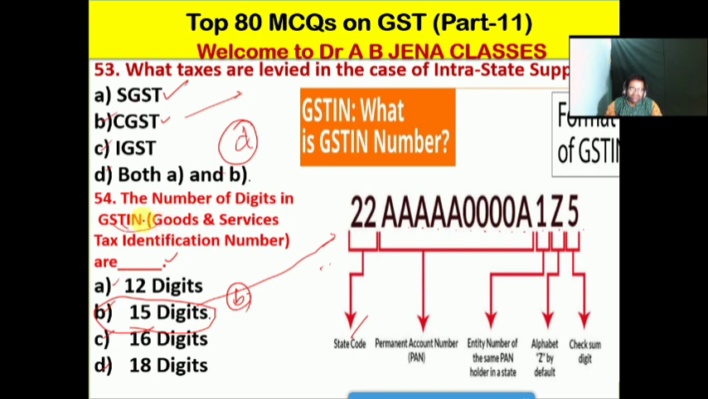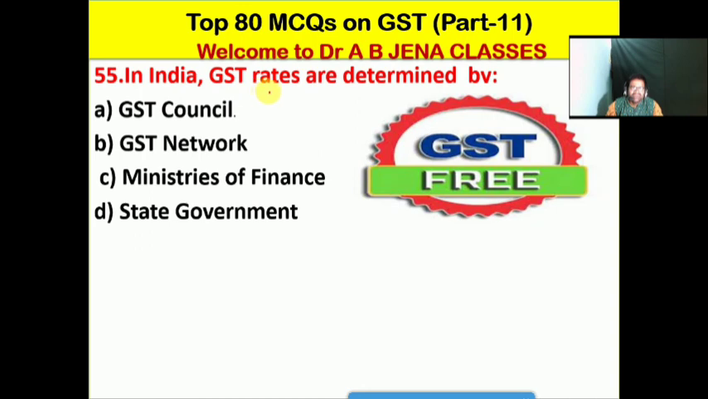G stands for goods, S stands for services, T stands for tax, I stands for identification, N stands for number. So next one हम देखेंगे, in India GST rates are determined by whom: A, the GST Council; B, the GST Network; C, the Ministry of Finance; D, the state government. Friends, A is the right option for this MCQ. In India GST rates are determined by the GST Council.